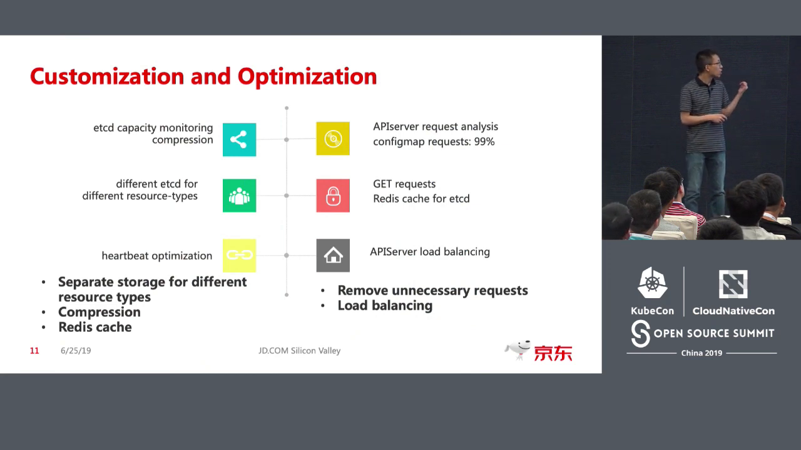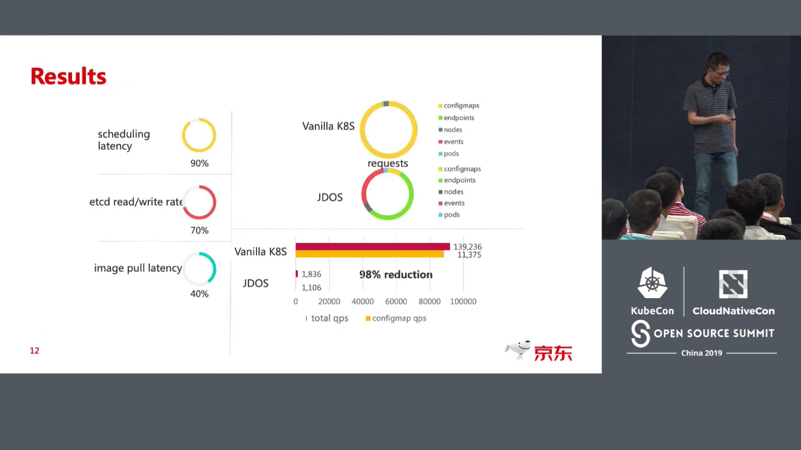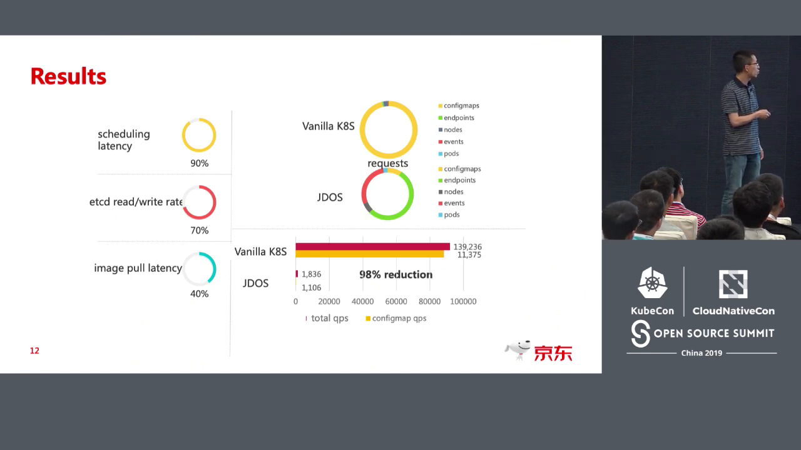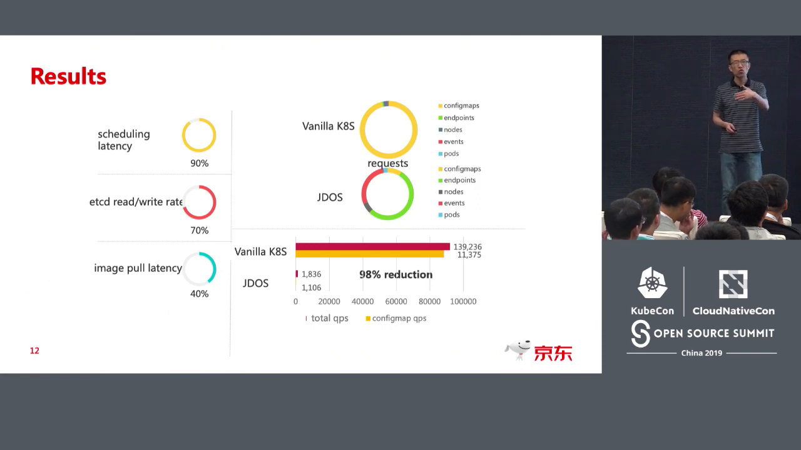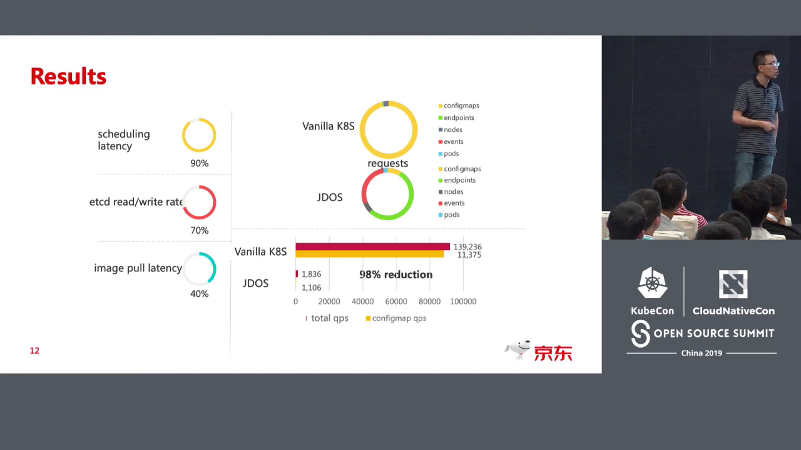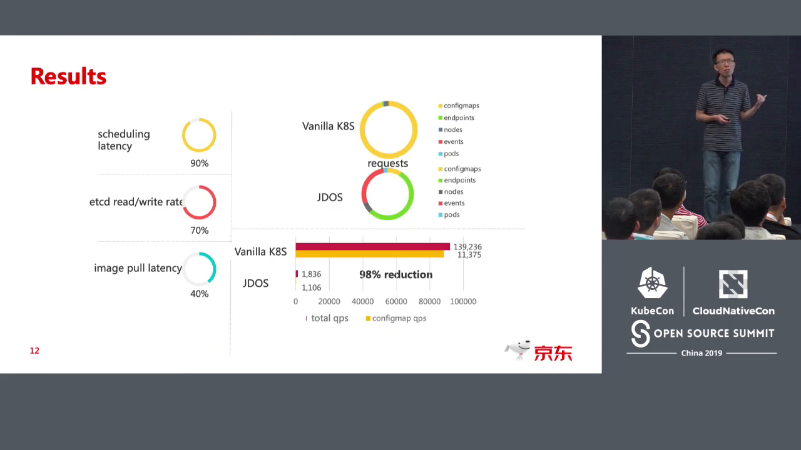Well, back to the etcd and API server optimization. This slide shows the results we achieved in the early period. For the schedule latency, we reduced it by 90%, and the etcd read and write rate increased by 70%, especially the etcd reduction. Actually, it's about the API servers. Most requests are constrained to the config map. And if it's not needed, we will just delete this request.